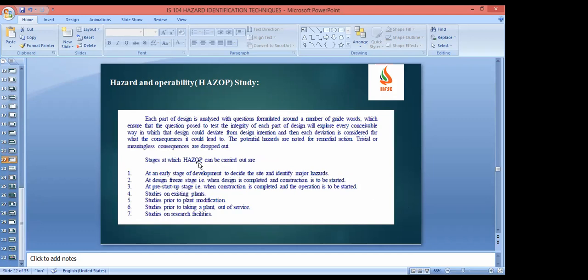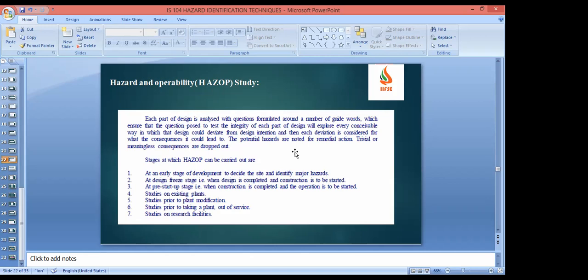Now we'll see one small step. Each part of the design is analyzed with questions formed around a number of guide words. There are 7 guide words for doing a HAZOP. Based on the guide words, they will make a questionnaire. These guide words ensure that the questions posed test the integrity of each part of the design and explore every conceivable way in which the design could deviate from the design intent. Also, each deviation is considered for the consequences it could lead to, and potential hazards are noted for remedial action. Trivial or meaningless consequences are discarded.